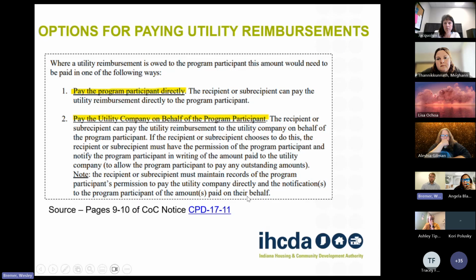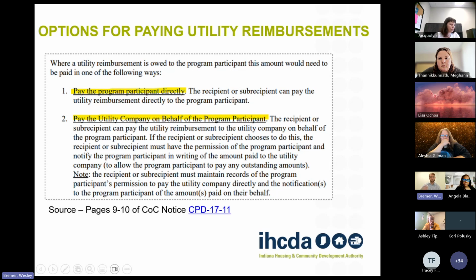Should you be in a situation where you, the agency, owe the client a utility reimbursement, you have two options. And we're going to give concrete examples here in a moment. Option one is to pay that utility reimbursement directly to the client. The other option is that you pay the reimbursement to the utility company on behalf of the client, but there are some what I'll call information sharing stipulations within that. Kind of a communication triangle starts to form.